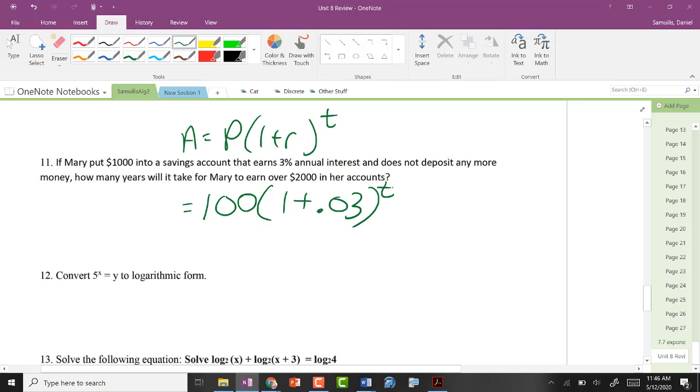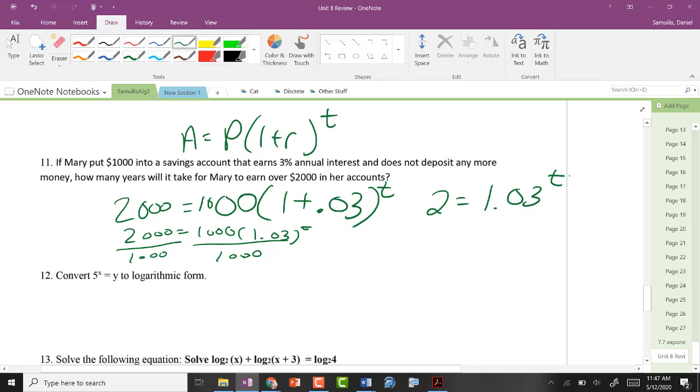I'm looking for t, and I want to end up with $2,000. So basically I have 2,000 equals 1,000 times 1.03 to the t power. So first step, again, you may not multiply these because that goes against the order of operations. So we first need to divide by 1,000. So I end up with 2 equals 1.03 to the t power.